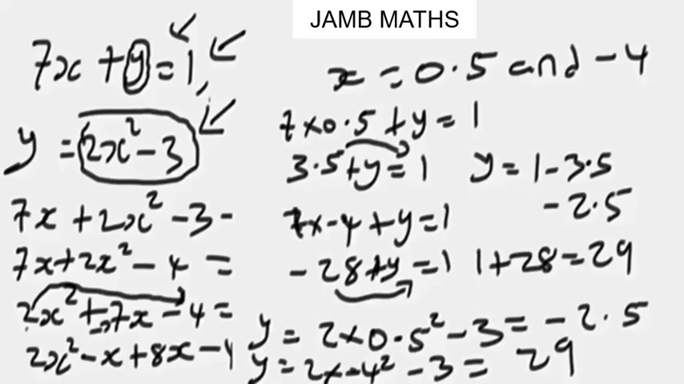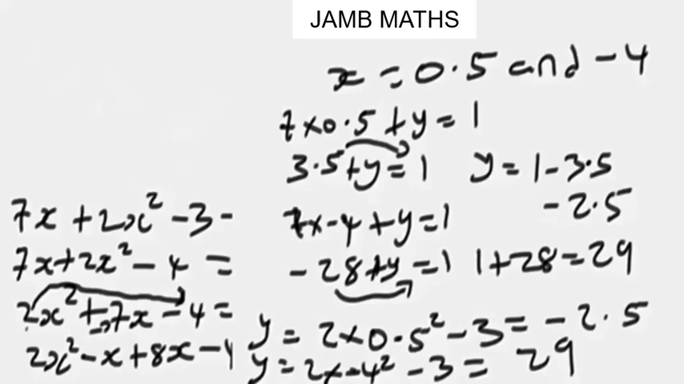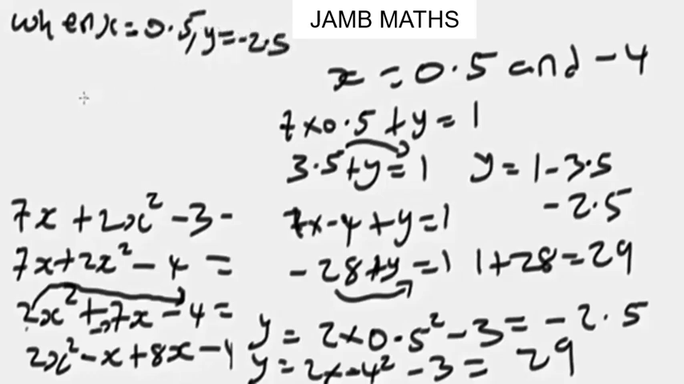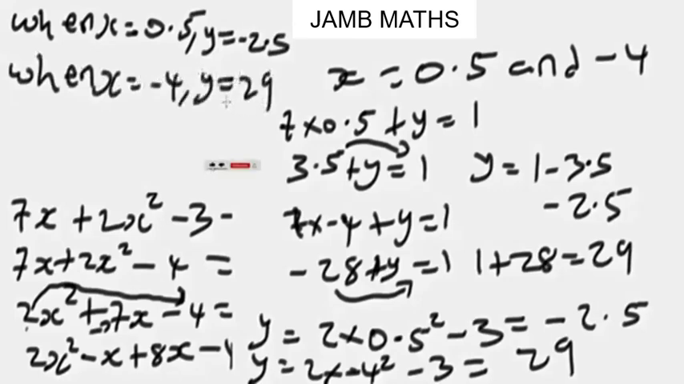Finally, let me wipe up and show you how you're going to express your answer. Since this question involved a quadratic expression, we're going to have two respective values for x and y. So we're going to say when x is 0.5, y equals minus 2.5. And when x is negative 4, y is 29. Okay, so this is how you're going to represent it as your answer. So that's basically the idea behind solving simultaneous equations that involve quadratic expressions.